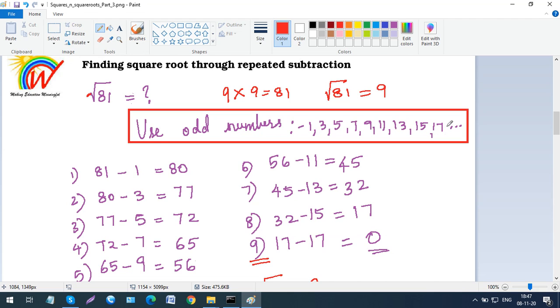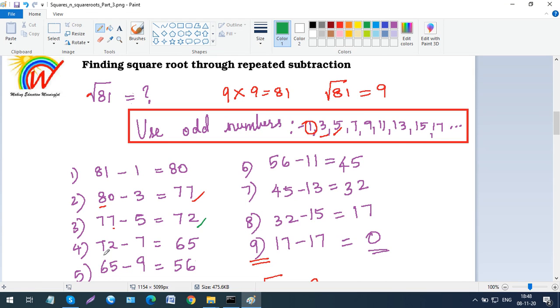Okay, so first you will take 81 and subtract the first odd number, which is 1. When you subtract it, you get 80. Then you take the 80 and subtract the next odd number, which is 3. So 80 minus 3 gives you 77. Now you take 77 and subtract the next odd number, which is 5. That gives you 72.